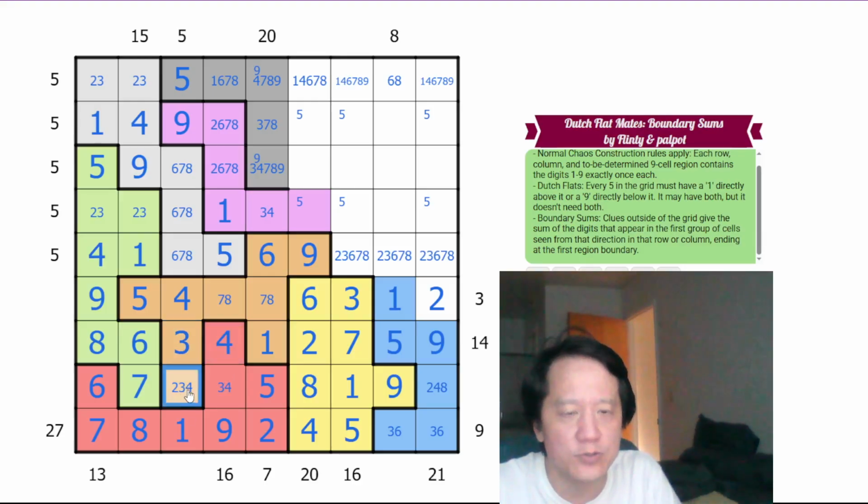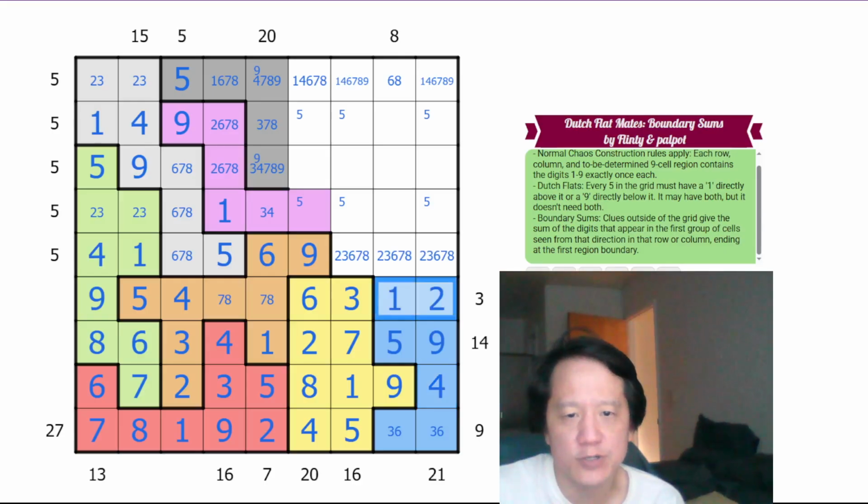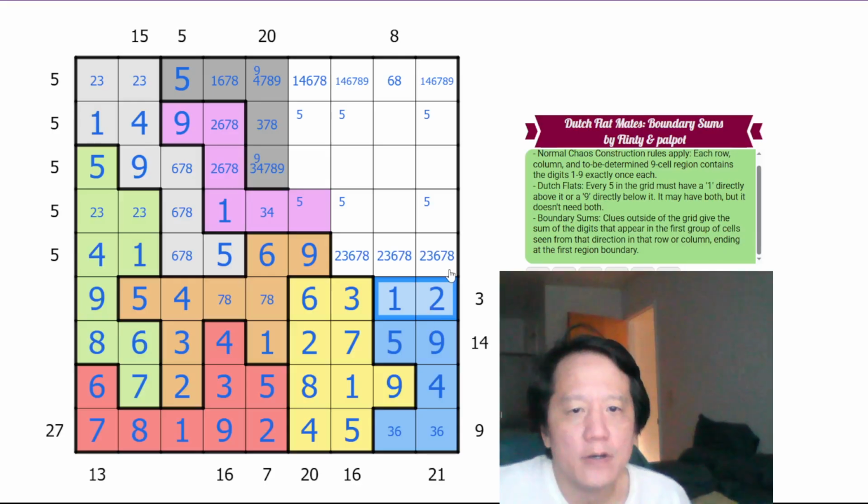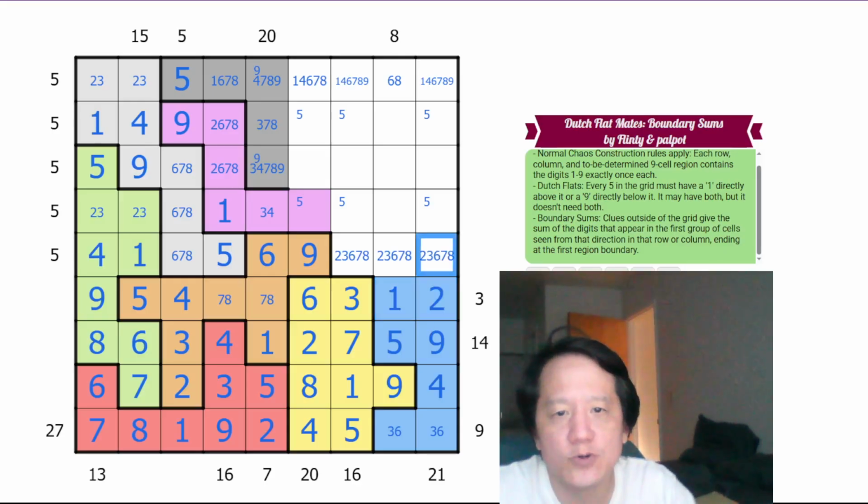This can't be 2, 3 or 4, so it's 2. 4 eliminates 4 here, so that's 3. No 2 or 8 here, it's 4. This is adding up to 3, so we have both of those. No more 2 here, no 4, 9 here.